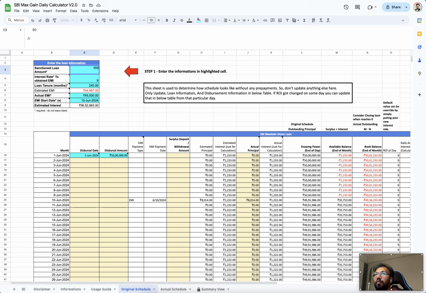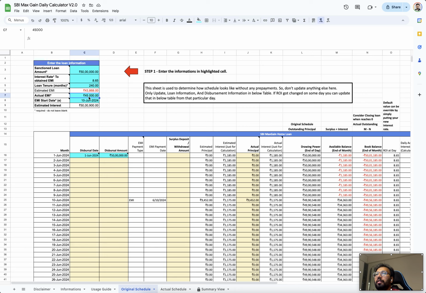So 50 lakhs, and rate of interest we can say 8.65 as well. So the moment you update it, it will basically do the calculation and update this sheet. Okay, so the tenure is the number of months that you have taken the loan, and estimated EMI will be calculated automatically.